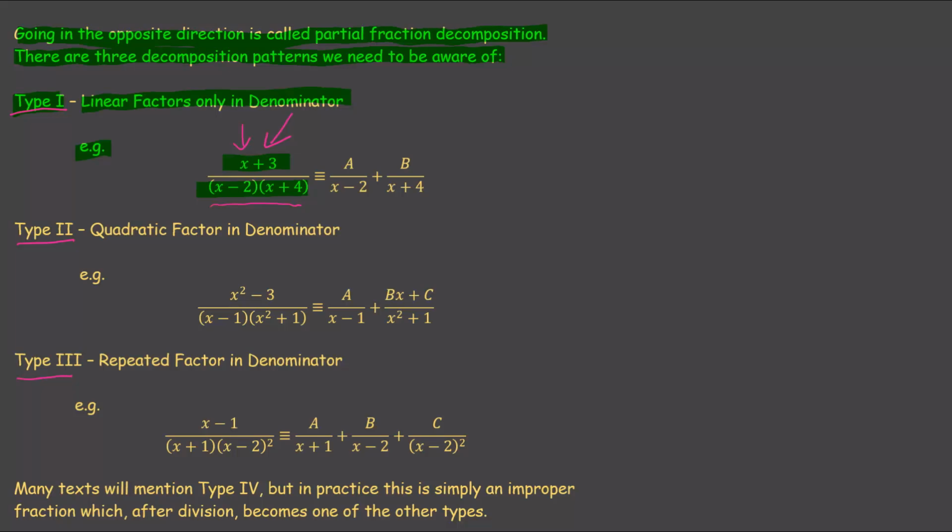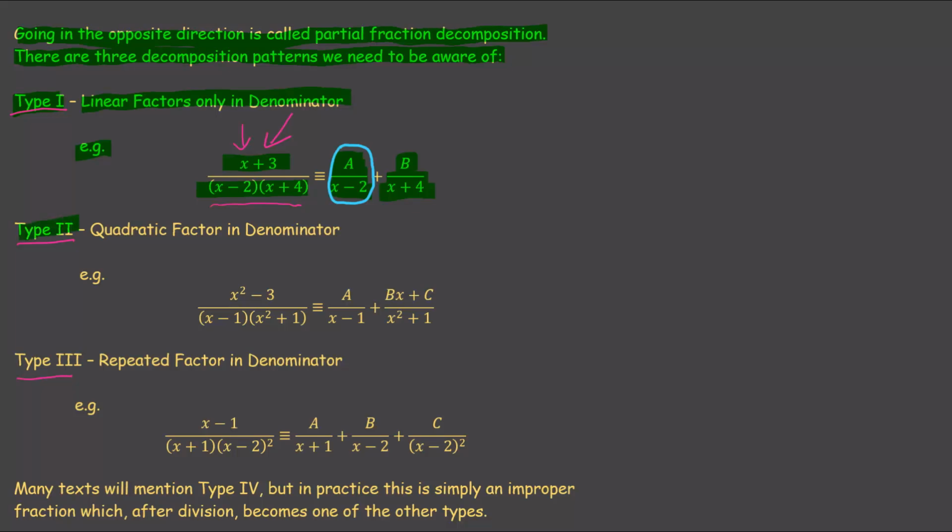Now, when you have the linear factors only, you can decompose into a constant a over x minus 2 and a constant b over x plus 4. And the example that we did just now is one where we had linear factors only in the denominator, and we got there by adding something of this type. And this is how each of these forms is actually derived, just by looking at what happens when you add these types of fractions together. So, a linear factor is always dealt with by a constant over that factor.